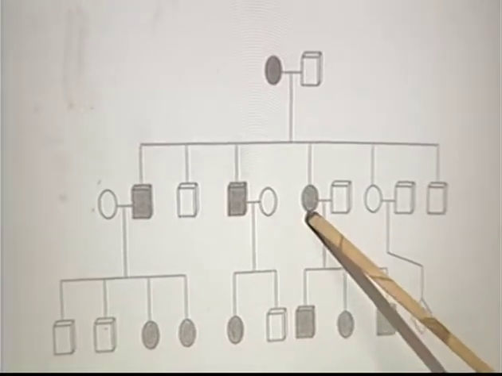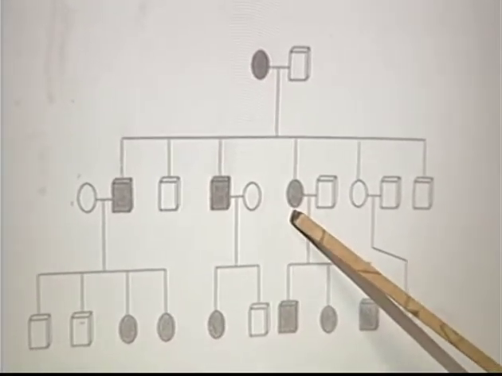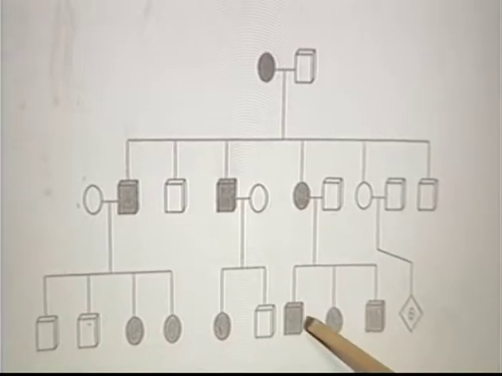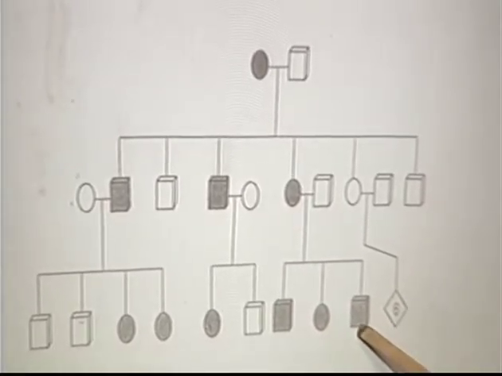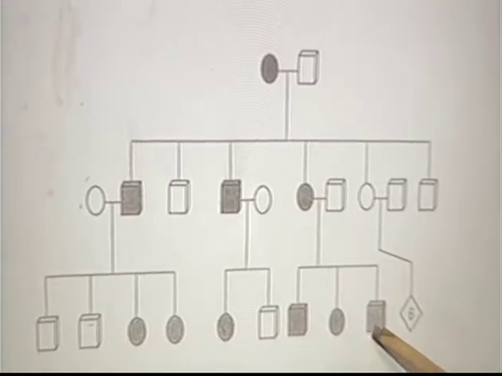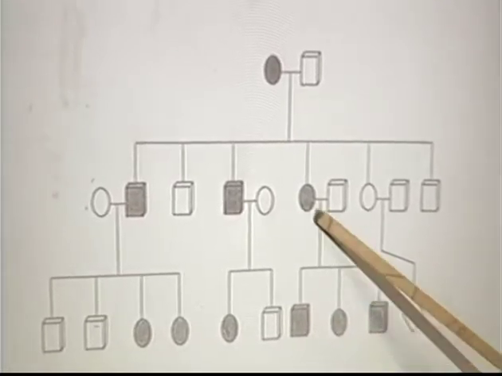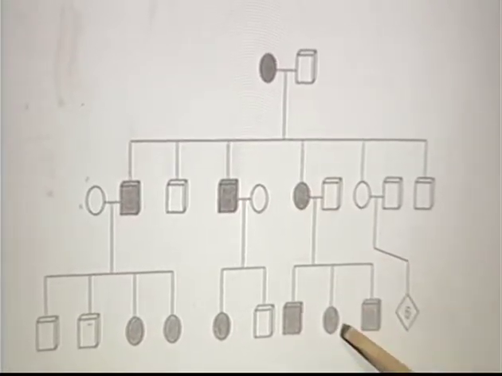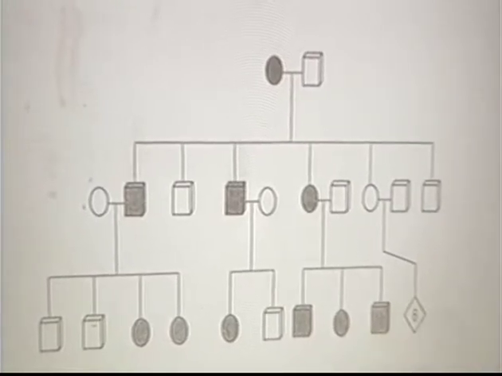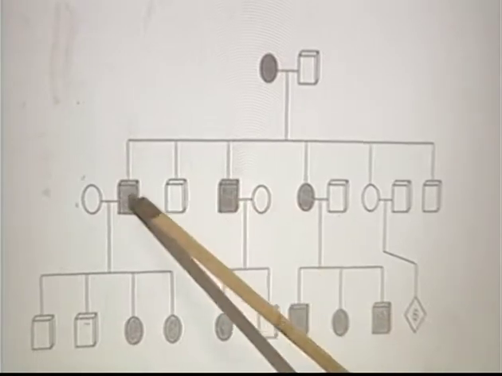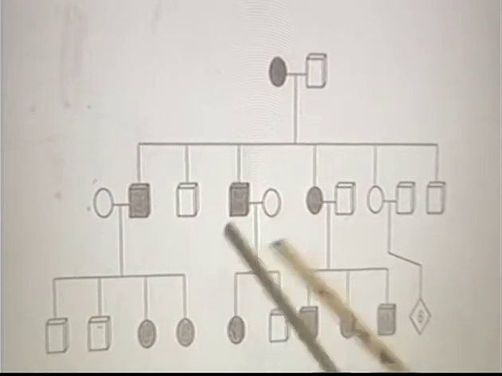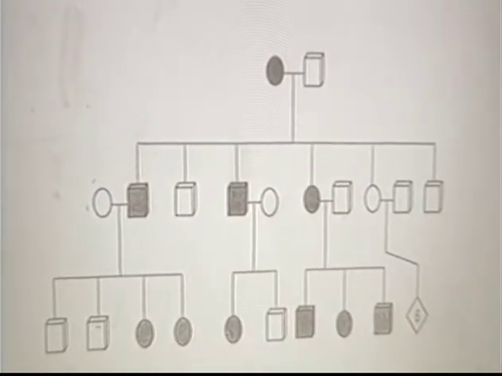Here's a female who is affected who transmitted it to all of her offspring, but that's consistent with X-linked dominant traits. These males inherited her affected X, and so did this daughter. But the real telling things are the offspring of these 2 affected males. That's what will clinch it as X-linked versus autosomal.